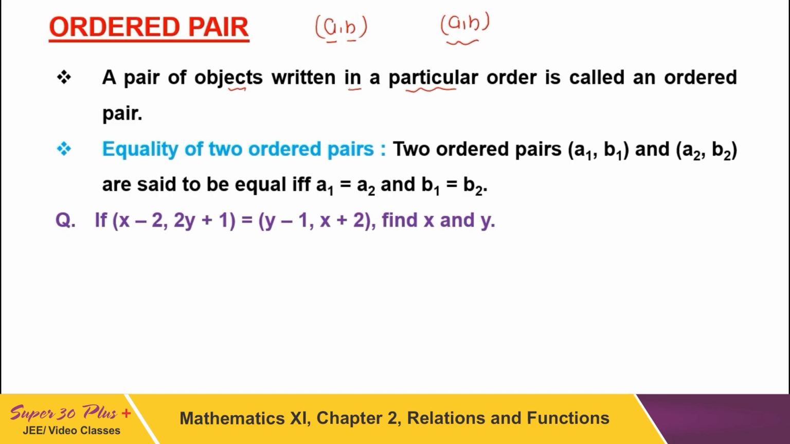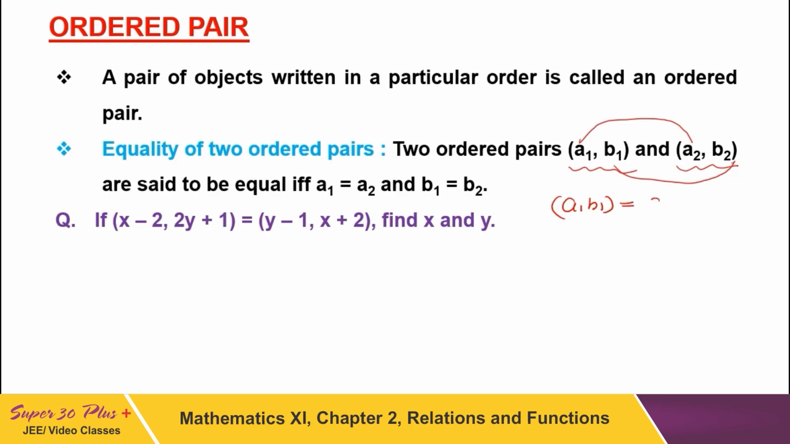Understand, students? Now, what is the equality of two ordered pairs? Two ordered pairs (a1, b1) and (a2, b2) are said to be equal if the first element of the first ordered pair is equal to the first element of the second ordered pair, and the second element of the first ordered pair is equal to the second element of the second ordered pair. Then we can say (a1, b1) is equal to (a2, b2).